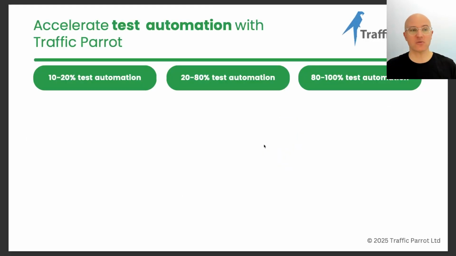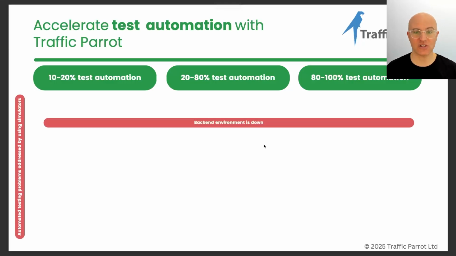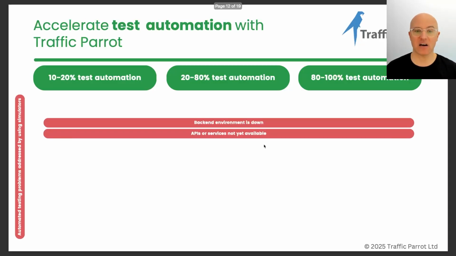So along your test automation journey, you'll find yourself at the beginning of the journey, at the middle of the journey, at the end of your journey, okay? And there's going to be different issues that you'll see or experience during your test automation journey in those stages. If you're starting with your test automation journey and you've got 10 to 20% of your test cases automated, what you'll see is issues like the backend environment being down, API or services not available. And we've got a special video for Katalon users for the backend environment is down scenario, which we'll link below.